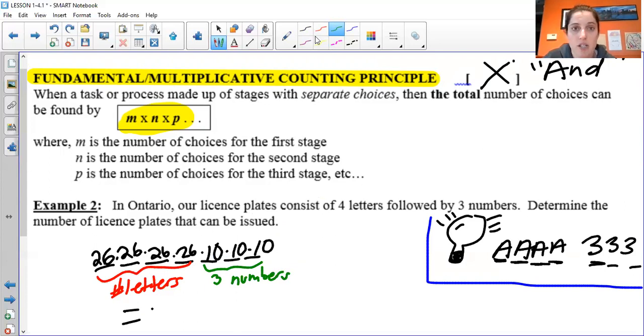So the answer, and please always double check. I might make my mistake of the day remotely.